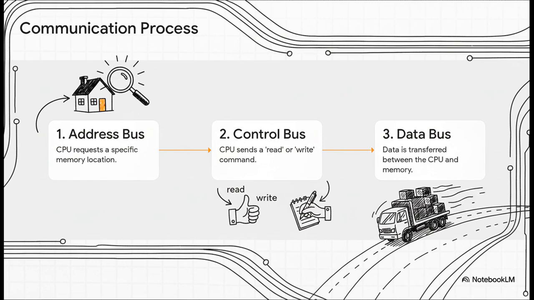The CPU doesn't just shout into the void hoping for the right data. No, it follows this really precise three-step process. First, it sends out a specific location. Think of it like a street address. Then it sends a command on a different line saying, hey, I want to read what's there, or I'm going to write something new. And finally, the actual data zips back and forth on its own dedicated lane.